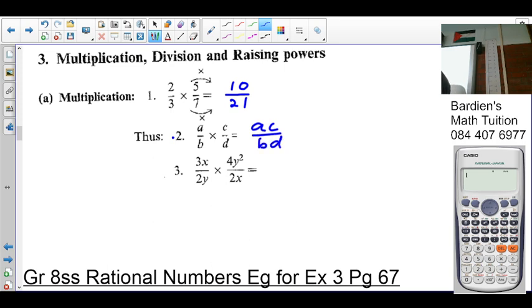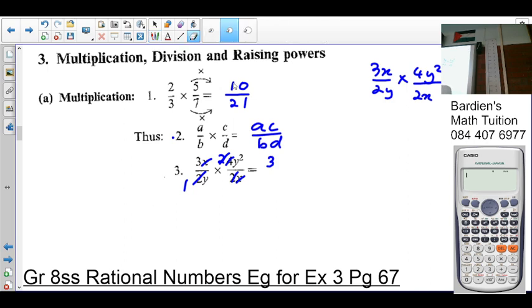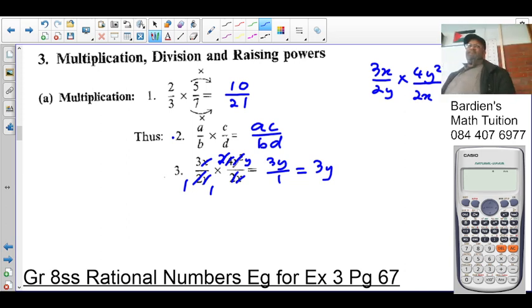Let's look at number 3. Is there any numerator and denominator that can cancel? Yes. There are 2 ways I could have done this. I'll do the other way afterwards. What I do is cancel where I can. 2 goes into 2 once, 2 goes into 4 twice. X cancels X. So it's 3 times Y squared. The Y can also cancel, so it goes once and there goes a Y. So 3 times Y is 3Y over 1, which is 3. That's one way of doing it.